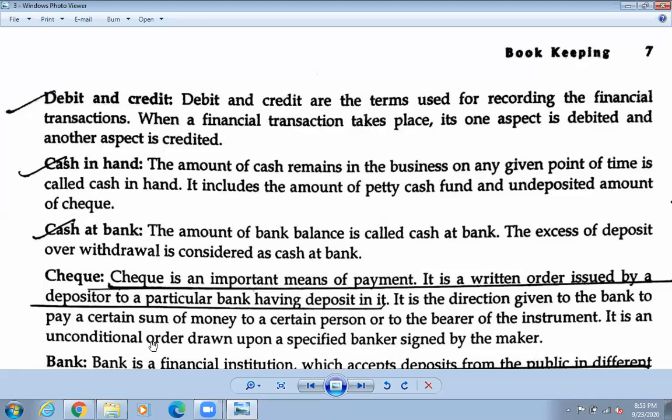Okay, so next one is cash in hand. Cash in hand means so हातमा पैसा राखेको होइन. Okay, so cash in hand means so the amount of cash remains in the business on any given point of time is called the cash in hand. So it includes the amount of petty cash fund and undeposited amount of check. Okay, suppose cash in hand भनेको so it is not the cash that is on your hand.